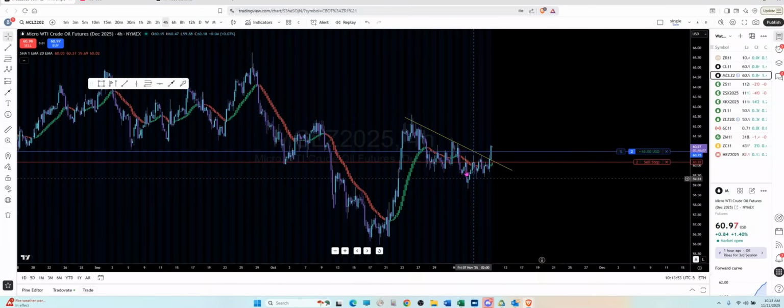But one way or another, this looks like at least some short term bullish run here on crude oil. So it's not my favorite market to trade, but if I see something that looks halfway decent, then I'd probably consider it.